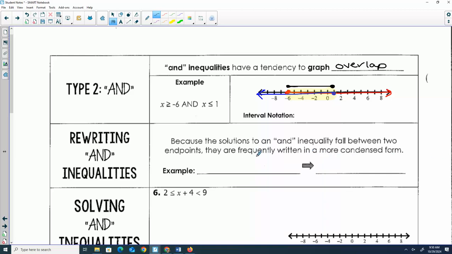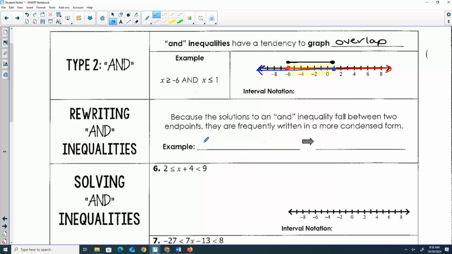Because the solutions fall in between two endpoints, we usually write them differently. Okay, this is what we start with: x is greater than or equal to -6 and x is less than or equal to 1. It really was just giving me the numbers between -6 and 1. So another way we might see that written is -6 less than or equal to x less than or equal to 1. And we put it together in one big inequality. The smaller number is on the left, bigger number is on the right. Notice both of my inequalities are going the same way. It's saying x is bigger than -6, but it is smaller than 1.